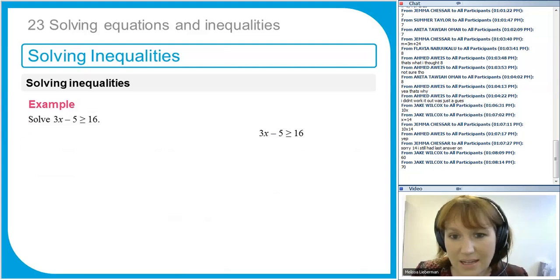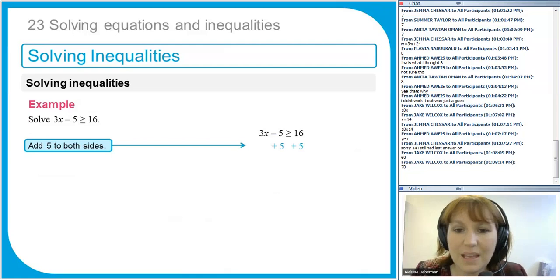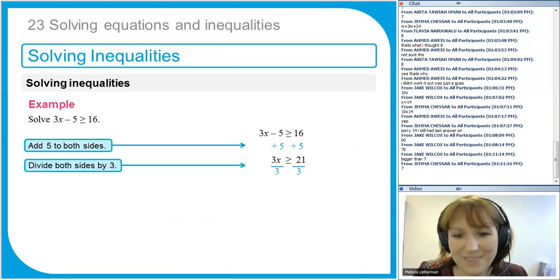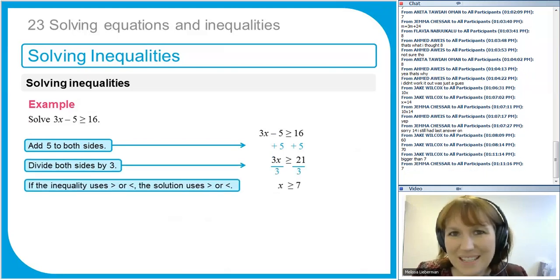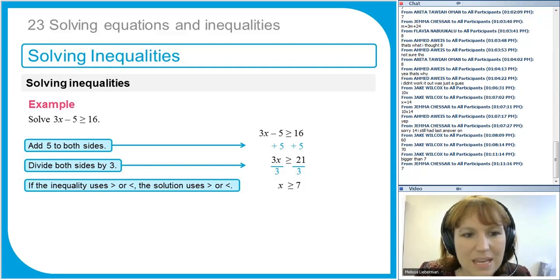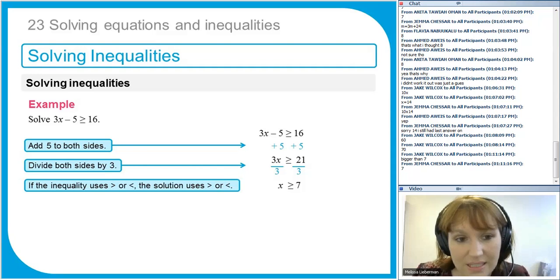I have 3x on the left. 16 plus 5 is 21. So 3x is greater than or equal to 21. Then divide both sides by 3 to get the x on its own. Divide both sides by 3. x is greater than or equal to 7. So if x was, let's just test it. So if x was 8, we would have 3 times 8, which is 24, and 24 take away 5 is 19. Yeah, and 19 is greater than or equal to 16.